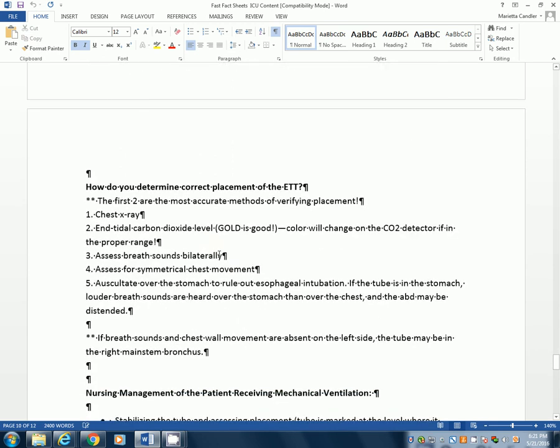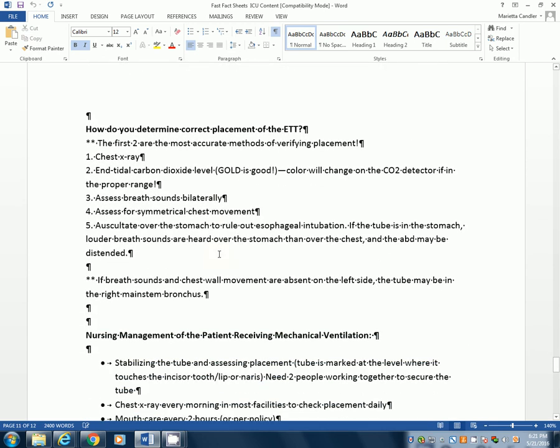tube. So how do you determine correct placement of an ET tube? Well, the first two are the most accurate methods of verifying placement, and that would be a chest x-ray. It will show you where the tube is landing. And where should that be? 2 to 3 centimeters above the carina, right?